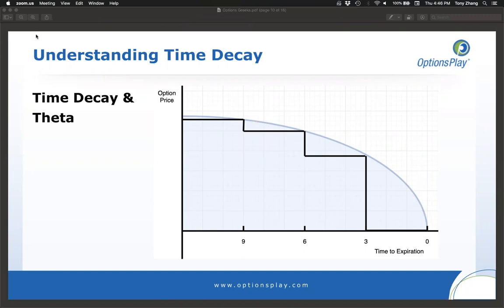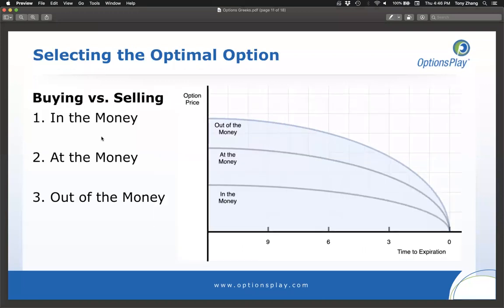So let's take this one step further, right? We talked about expiration dates. Now let's overlay strike prices on top of this. So buying and selling, you have a lot of choices, right? You can buy or sell, and you can trade in the money, at the money, or out of the money calls. So guess what? In the money calls, out of the money calls will decay at a different rate. So for those of you that have ever looked at an option chain, you'll see that in the money options have very little extrinsic value.